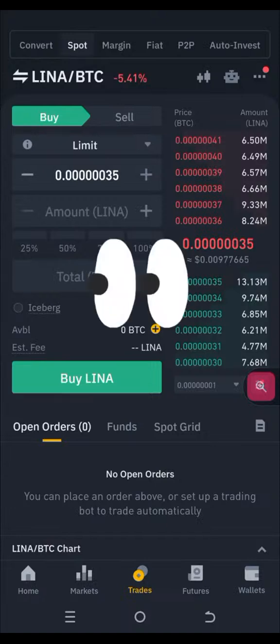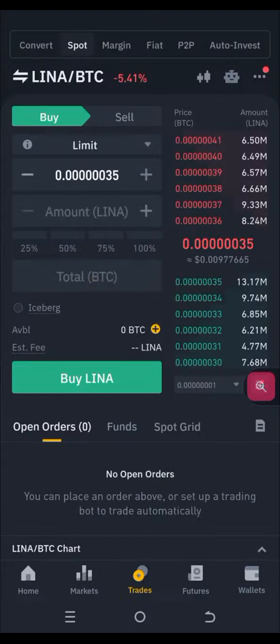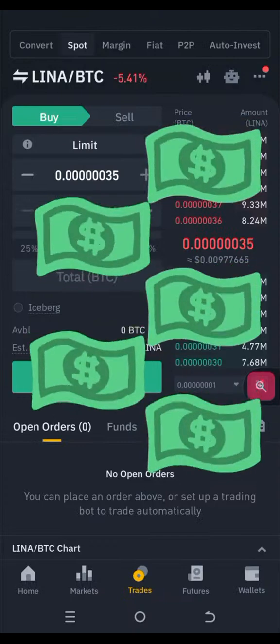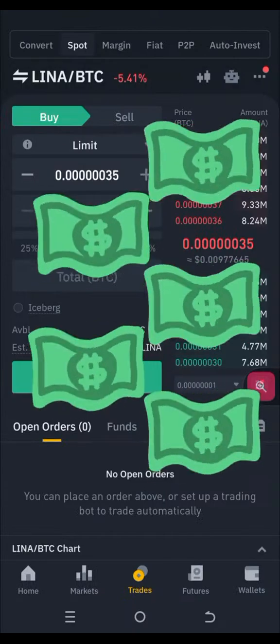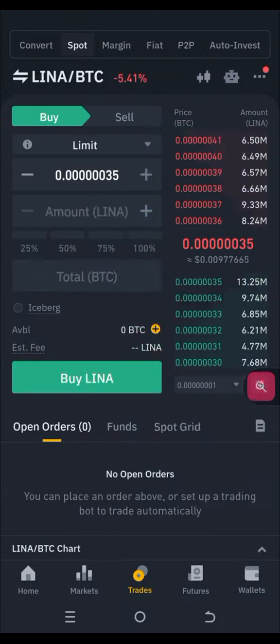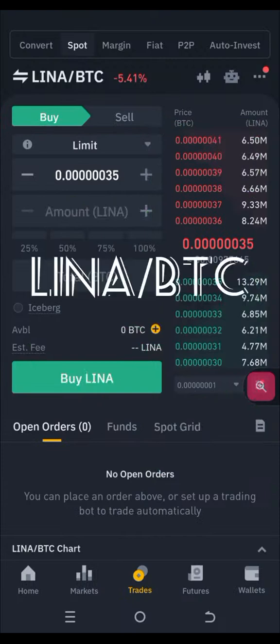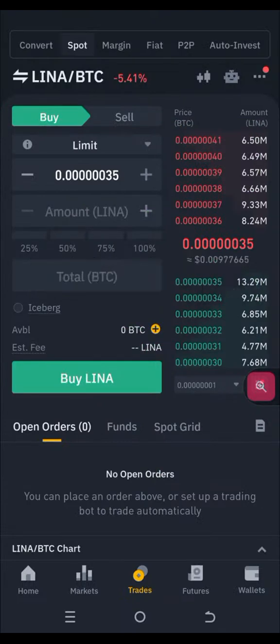Will Lena give us what we're looking for? Let's go and see. Welcome to Income Strategies, the place where you learn the skills to make money, to multiply your money, and to manage your money. Today, what do we have for us? We've got Lena BTC, or could it be Lena USDT?